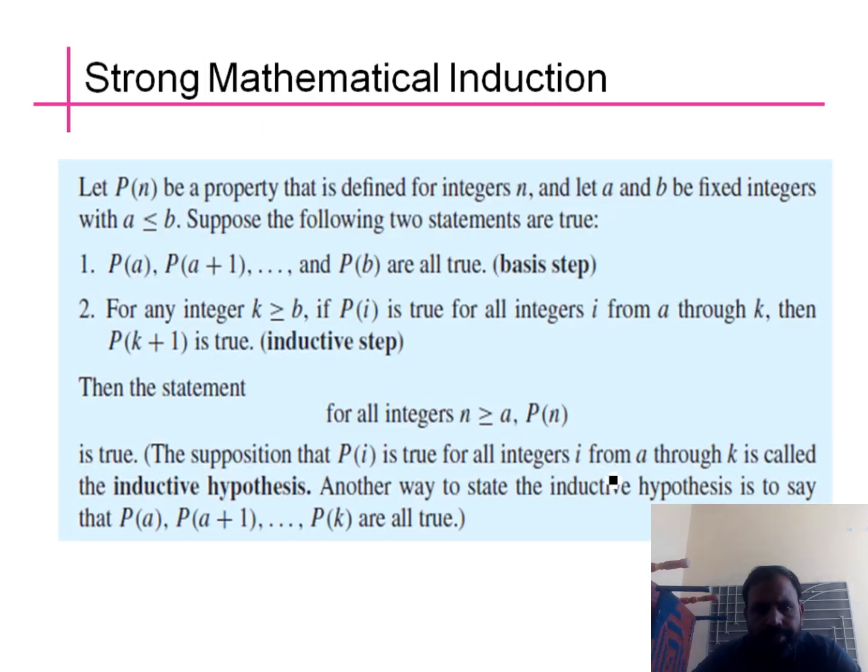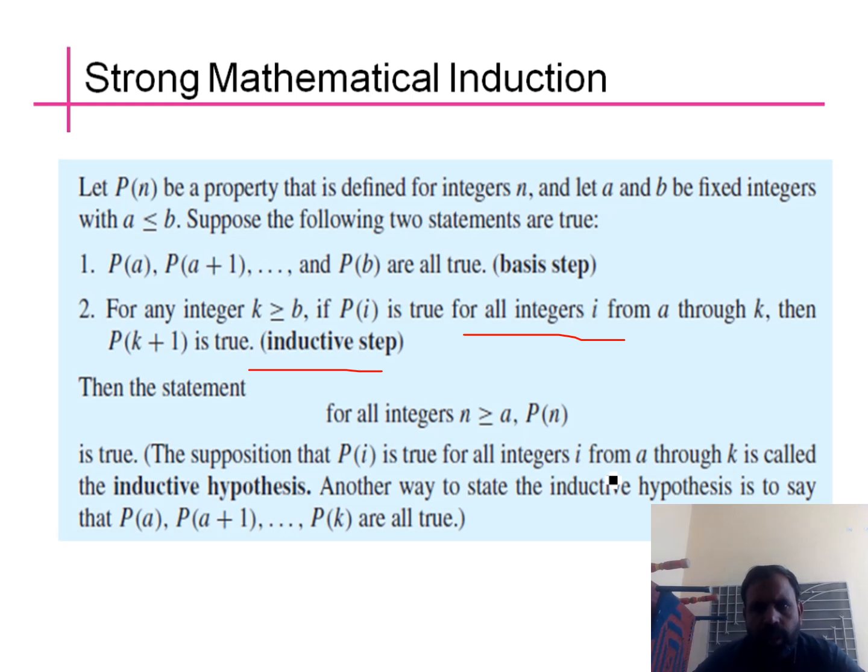strong mathematical induction. Now let P of n be a property that is defined for integers, and let a and b be fixed integers with a less or equal to b. Suppose the following two statements are true: P of a and P of a plus 1 up to P of b are all true, the basis step; and for any integer k greater or equal to b, if P of i is true for all integers i from a through k, then P of k plus 1 is true, the inductive step. Then the statement for all integers n greater or equal to a, P of n is true.